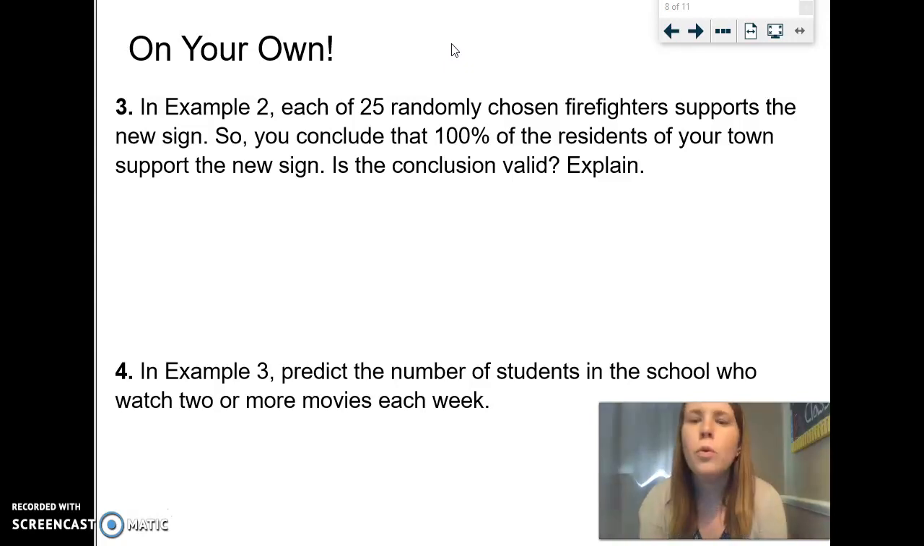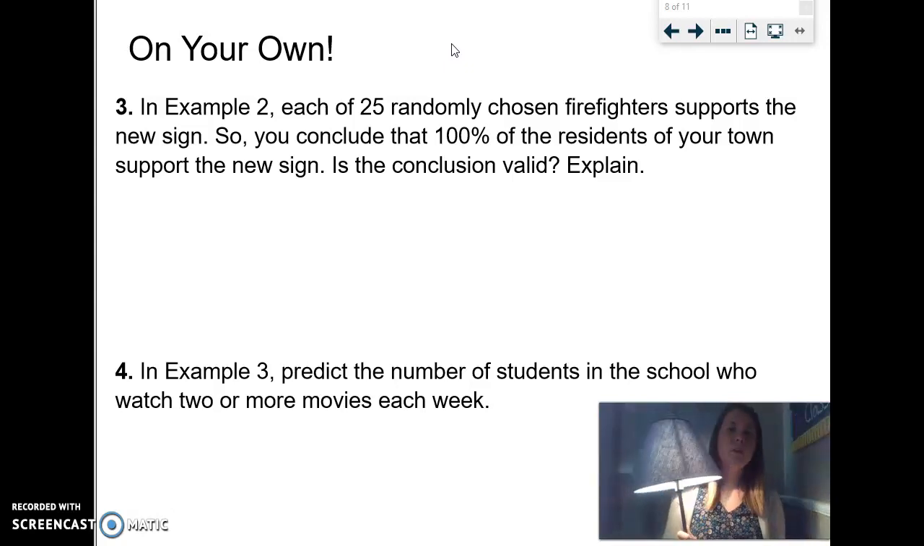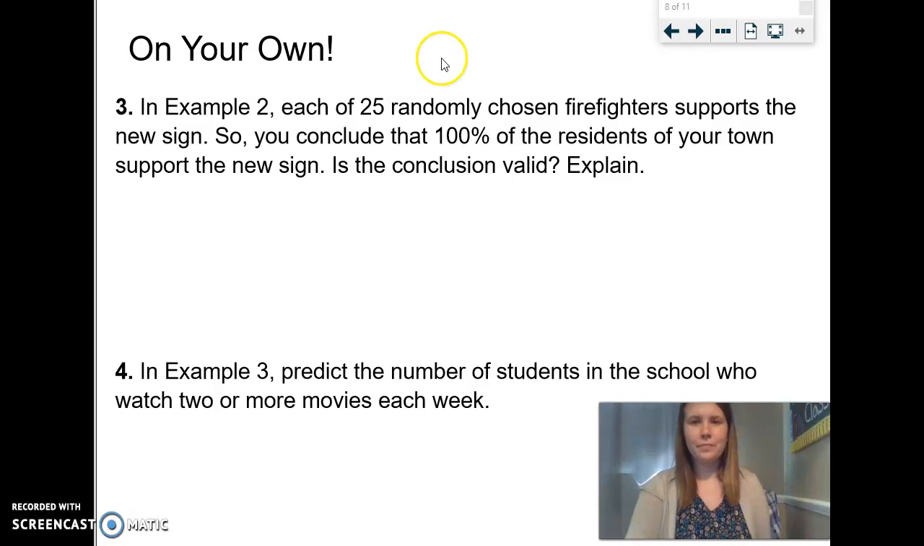Hey, code word. Code word today is lamp. Yes, I know it looks ridiculous. Lamp. Pause your video.